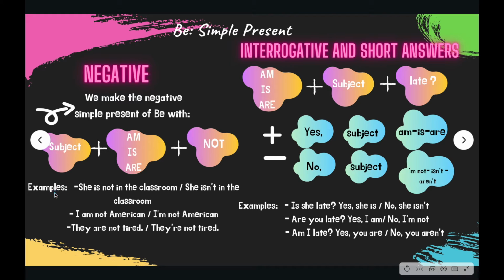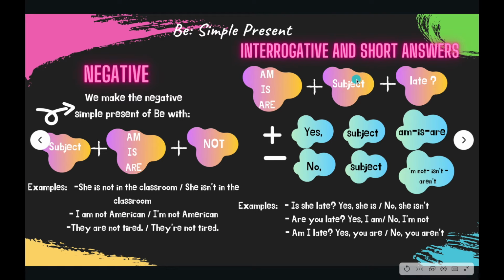Let's pay attention to the examples that we have here. She is not in the classroom. And in the short form, you have she isn't in the classroom. Let's go with the second example. I am not American. I'm not American. And the third example is they are not tired. They are not tired. So that is the part of the negative structure. Remember countries and nationalities and think a little bit about I am Chilean, but I am not Portuguese, or I am not American, okay? I am not Mexican because I'm Chilean.